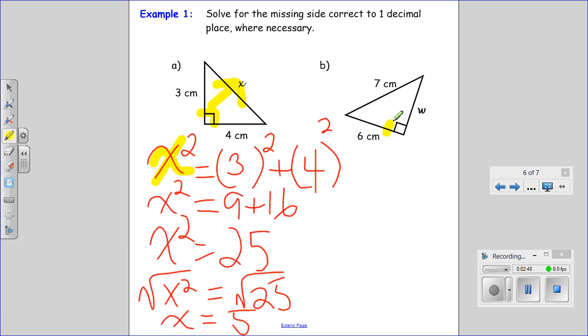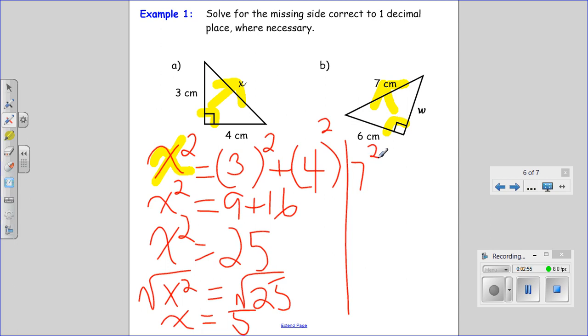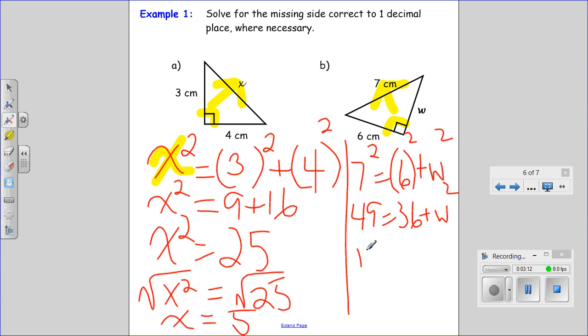For the next question, find my right angle. Draw a line across to my hypotenuse, and I see that 7 stands alone. So I have 7 squared is 6 squared plus w squared. So 49 is 36 plus w squared. Now I know in order to get the w squared by itself, I have to subtract 36 from both sides, which will leave me 13 on the left. And to solve for w, I need to square root both sides.